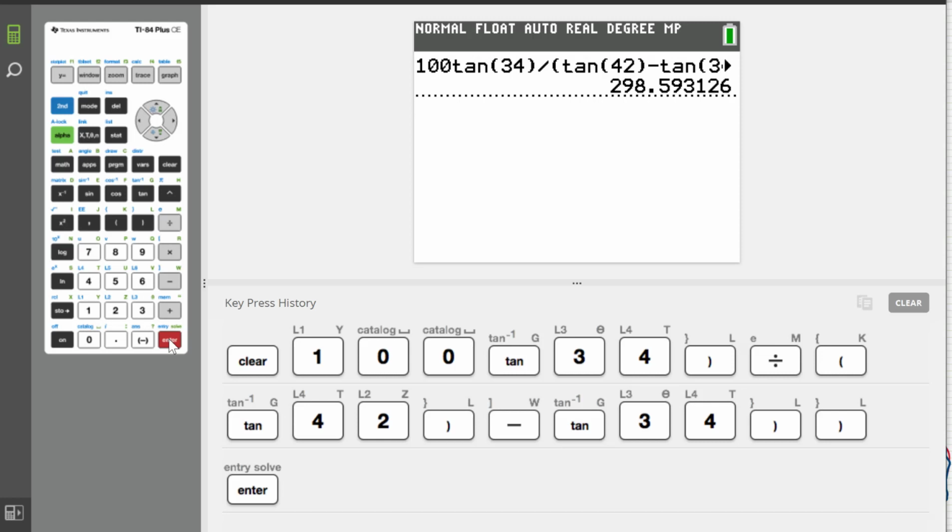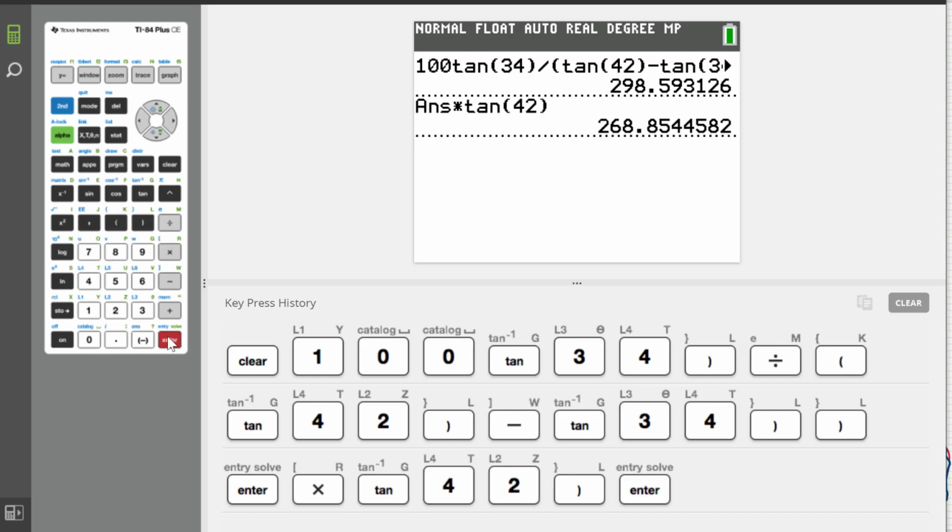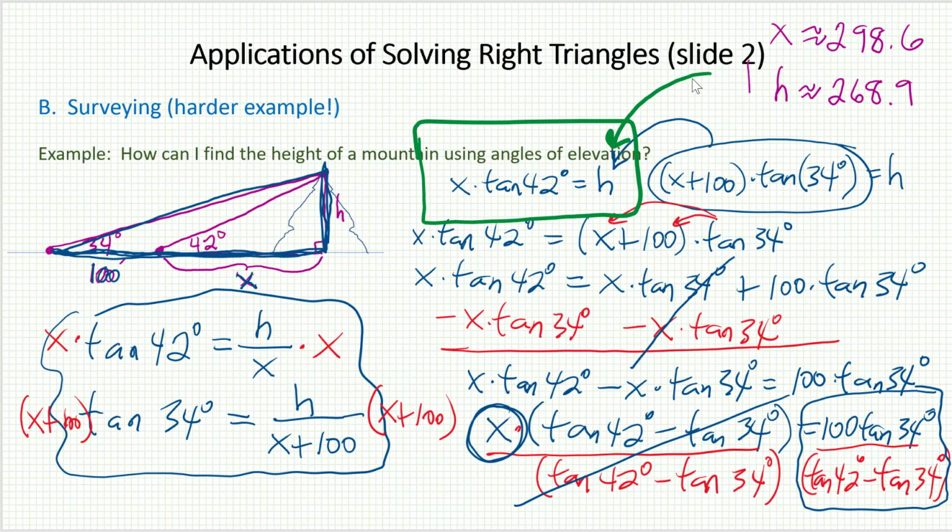298.59, etc. Well, that's not really what I was interested in, right? I wanted to know the height of the mountain, and we said that if you just take that answer and multiply it, so I'm saying take that last answer. Notice I haven't rounded anything. I'm keeping it just the way the calculator gave it to me. Take that last answer and multiply it by tangent 42. Well, there's the value of h, 268.9 approximately.